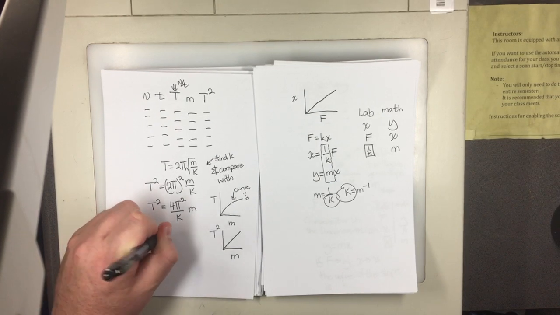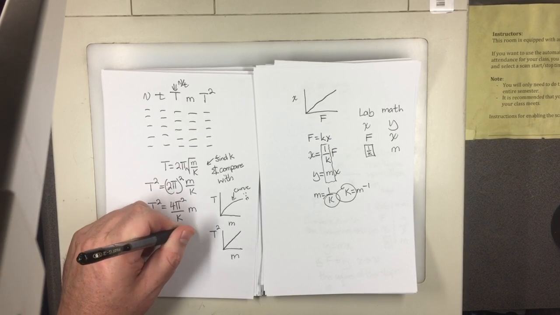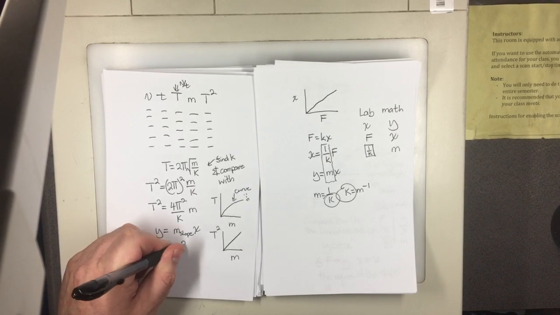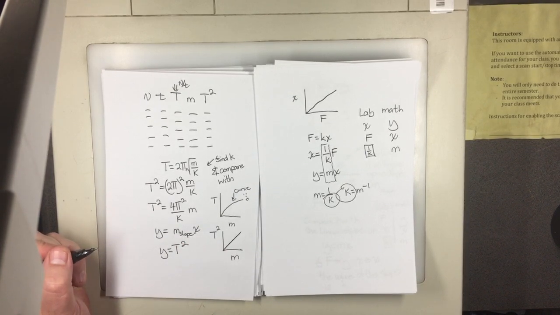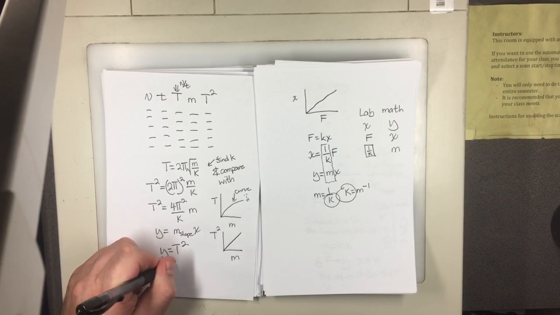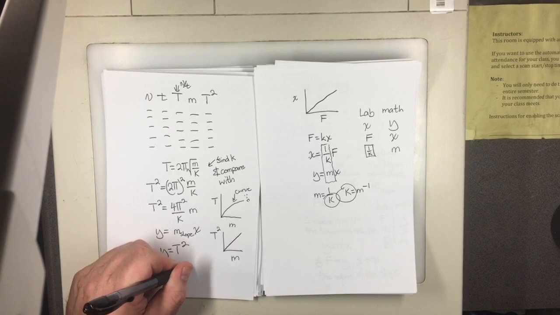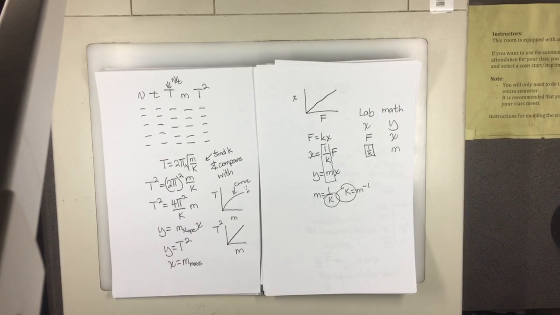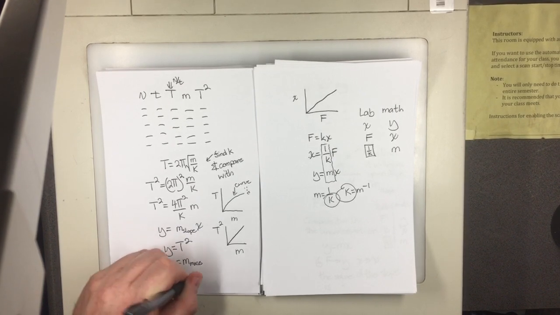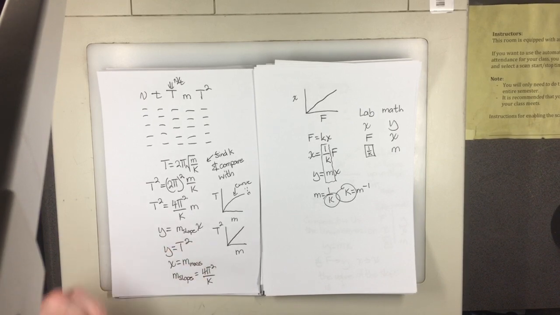If you compare it to y equals m slope x, y is the period squared. Y are those period squared values. X is the mass being suspended. And then m slope is equal to 4 pi squared over k.